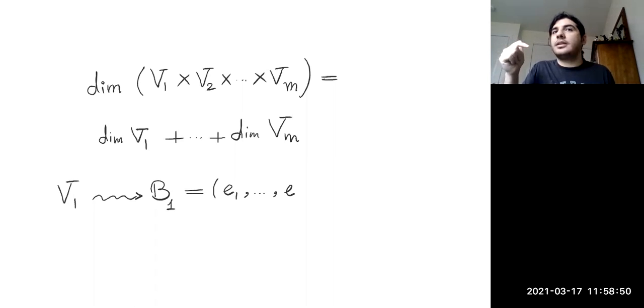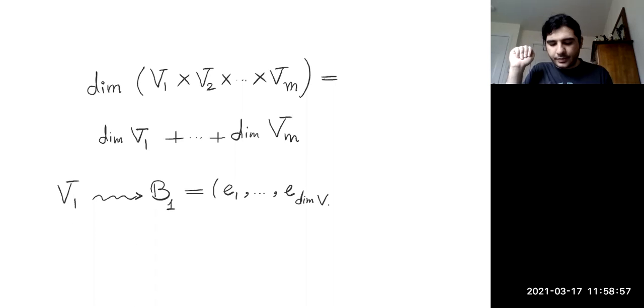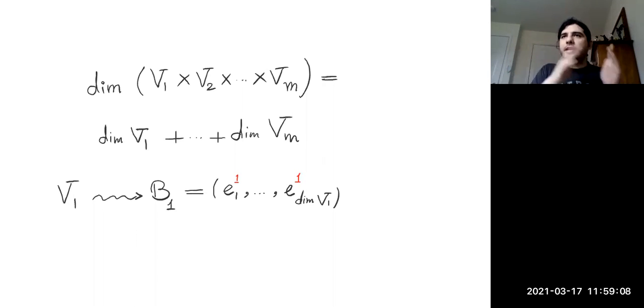That should be the dimension of V1. That is correct, yes, the dimension of V1. So just in order to remember this is for the vector space V1, I put a number 1 here. It's not a power. I just mean these are the basis for the space V1.